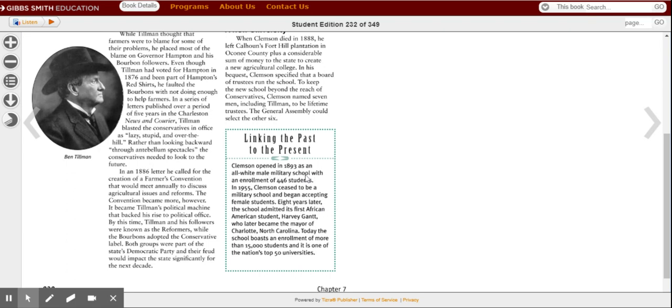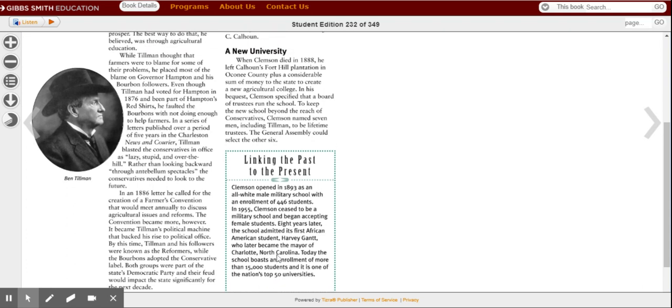So Clemson had opened in 1893 as an all-white male military school with an enrollment of 446 students. In 1955, Clemson ceased to be a military school and began accepting female students. 8 years later, the school admitted its first African-American student, Harvey Gantt, who later became the mayor of Charlotte, North Carolina. Today, the school boasts an enrollment of more than 15,000 students and is one of the nation's top 50 universities, especially in its agricultural programs. So, yeah, Ben Tillman, kind of a jerk, but hey, at least he created something cool.